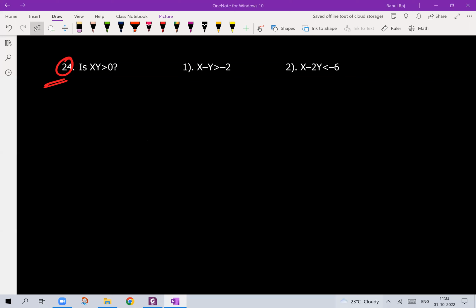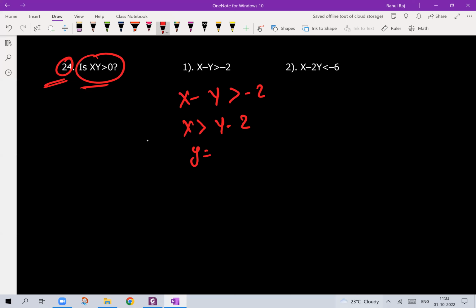So what does the question say? Is xy greater than 0? It means, are x and y of the same sign? No information is given to you in the question at all. Straightforward question. Option number 1 says x minus y is greater than -2. Can I say x is greater than y minus 2? Right? Can we 100% say this? I have no idea about y at all.